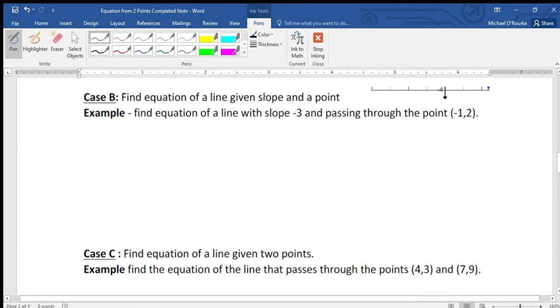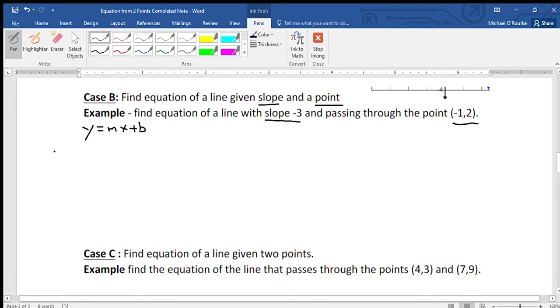Now, here's another way to do it. So it's kind of 4 ways altogether we can make an equation. So this says find the equation of a given slope. Let's find the equation of a line, right? So equation of a line is y equals mx plus b. When given a slope and a point. For example, find the equation of a line with a slope of 3 and a point of -1, 2.